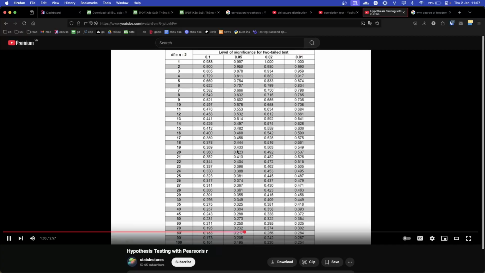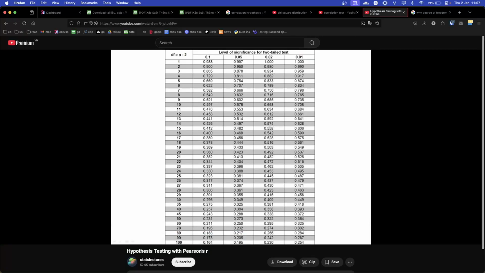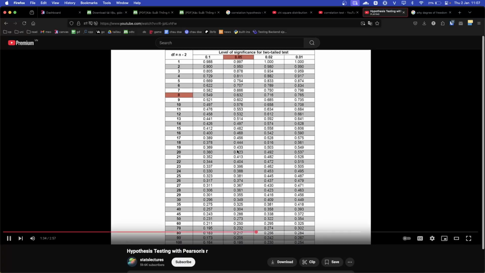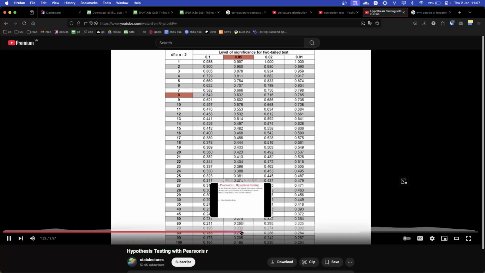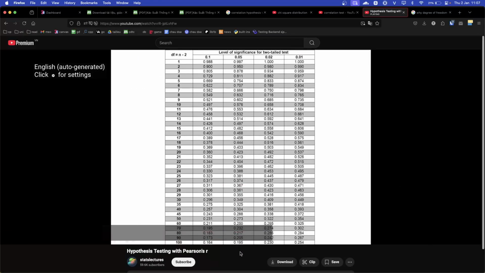And for that, we have our own special r table. There are tables for everything. So using our alpha of 0.05, and for that, we have our own special r table. There are tables for everything.